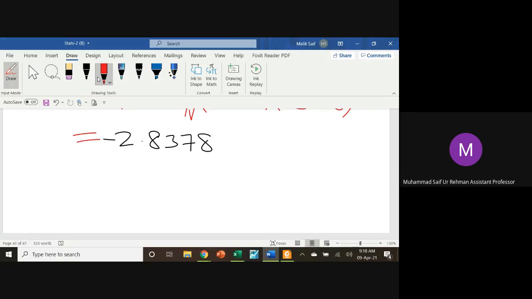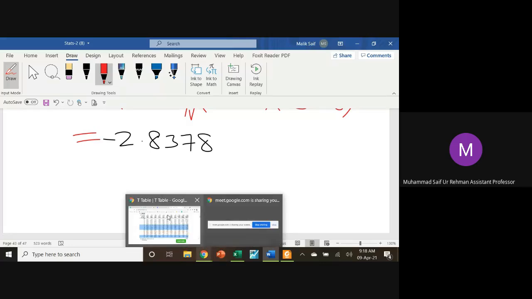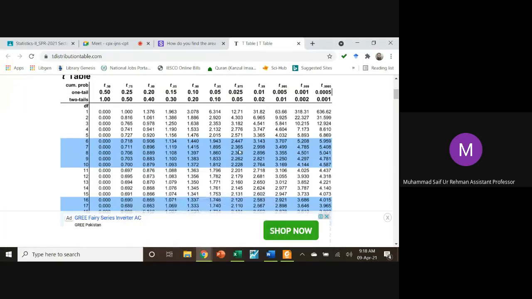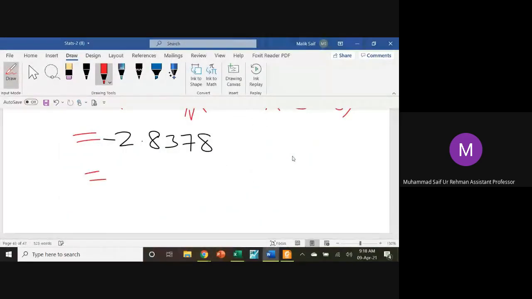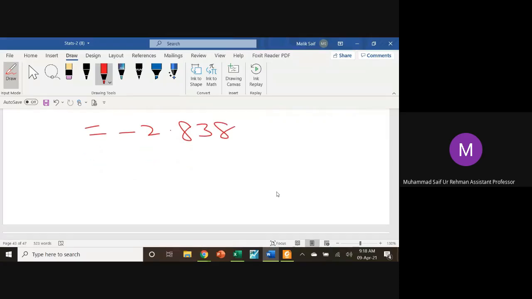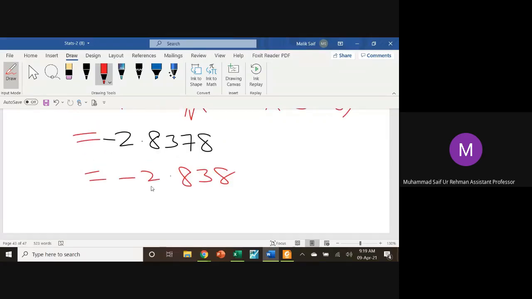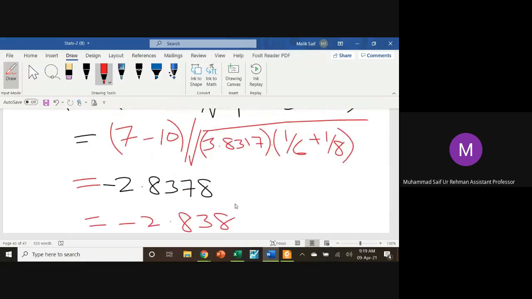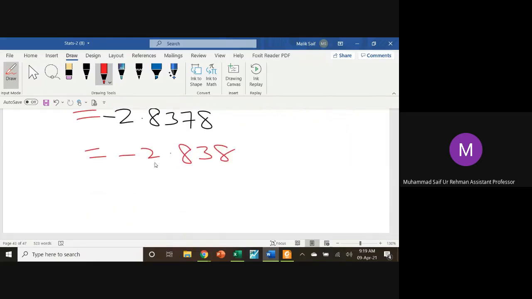Minus 2.8378. Okay, or you may write it down as you can see in the table. In the table there are values up to 3 decimal points, so you may write it as minus 2.838. Fine. So this is your calculated value, and definitely the same value will be there with positive sign because it is a two-tail test.